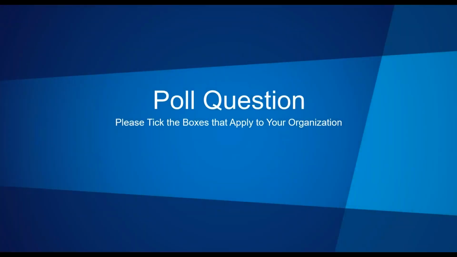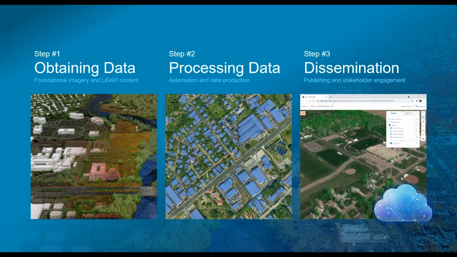Let me turn my screen share back on here. So we've covered a lot. Let's see if we can summarize a bit for you here. Let's start with a review of some of the steps needed to create a digital twin, because you have to start with the data, right? It's always about the data, obtaining the data, and then processing of the data. But it's also about dissemination and, most importantly, probably building the stakeholder engagement, getting the use of this data across your government within different agencies.